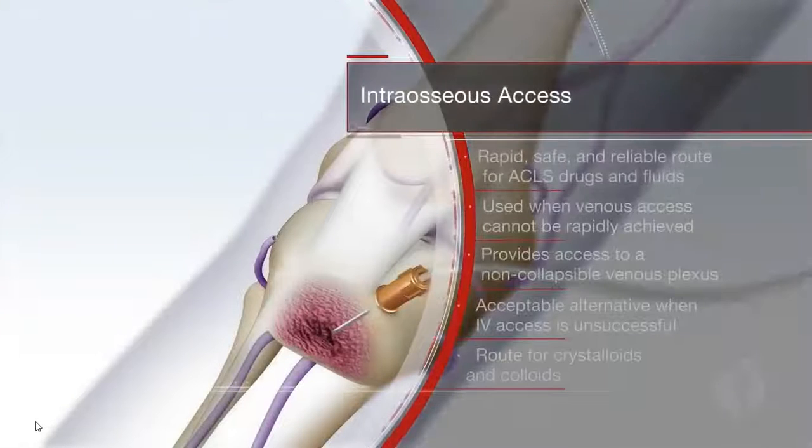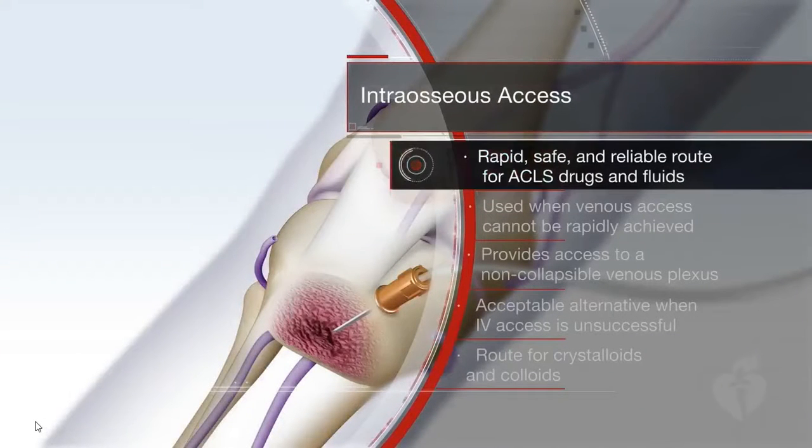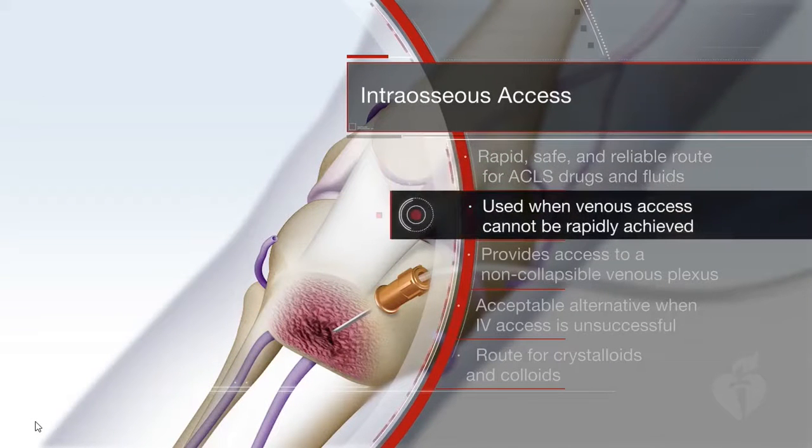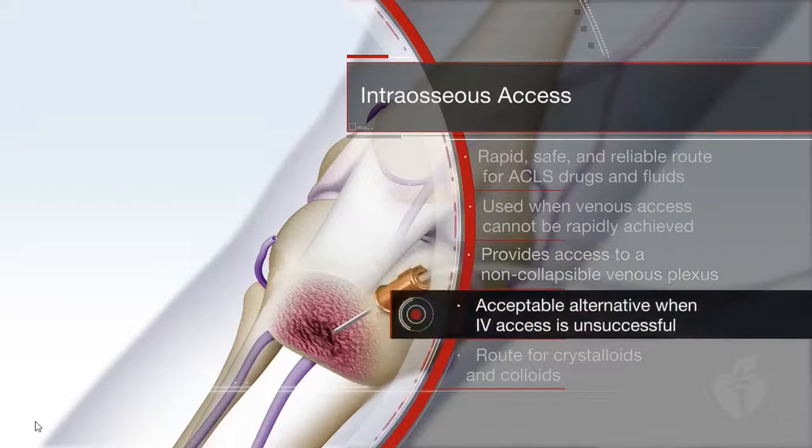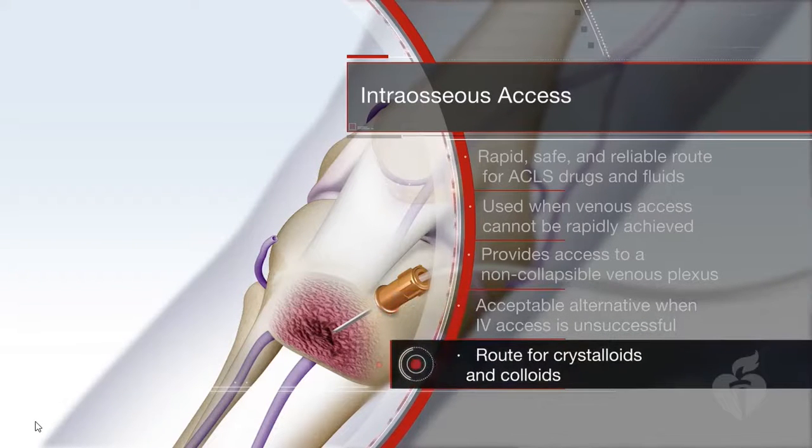Intraosseous or IO access can serve as a rapid, safe, and reliable route for the administration of drugs and fluids when peripheral venous access cannot be rapidly achieved. The IO route provides access to a non-collapsible venous plexus, which is especially useful during resuscitation. Although providers should attempt to establish IV access as the first attempt for drug administration during cardiac arrest, IO access is an acceptable alternative when IV access is unsuccessful. IO access also provides an alternative route for the administration of crystalloids and colloids.